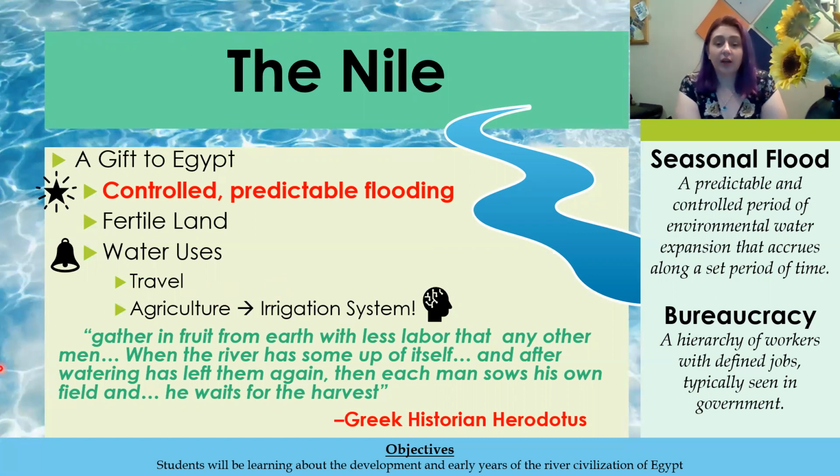The Greek historian Herodotus said this about Egypt: gathering fruit from earth was less labor than for any other man. When the river has come up of itself, and after the water has left again, meaning the water had expanded, flooded, and then receded, each man sows his own field and waits for the harvest. So it's basically believed that Egypt had it made. They had a beautiful, thriving environment with very little stress, very little unpredictability, making it perfect for the rise of civilization.